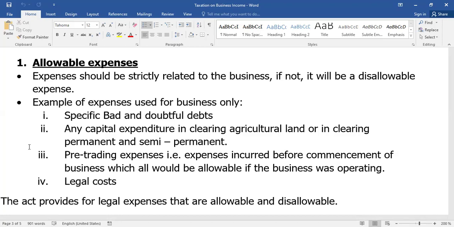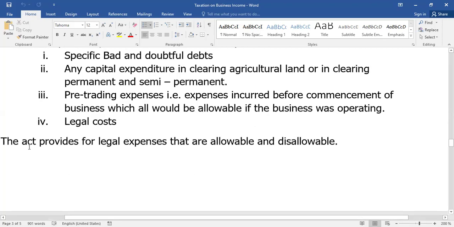Now, some of the examples of expenses used in business normally include, number one, the specific bad and doubtful debts. Number two, any capital expenditure in clearing agricultural land or in clearing permanent and semi-permanent crops. Number three, we are looking at pre-trading expenses, that is, expenses incurred before the commencement of business, which would be allowable if the business was operating.